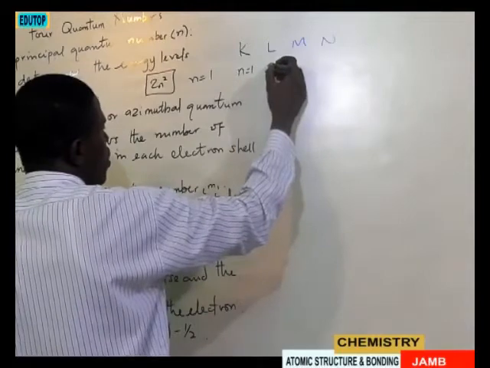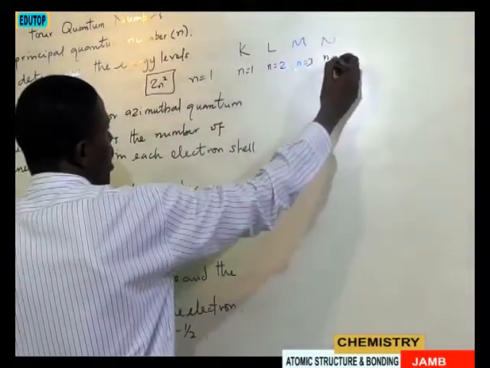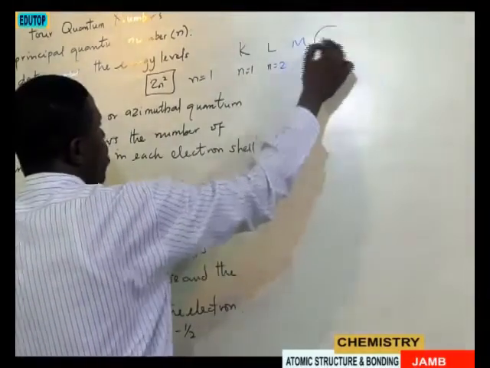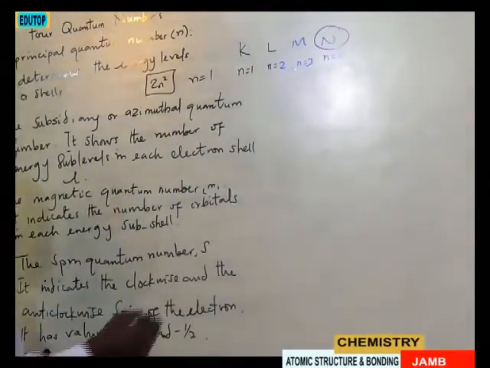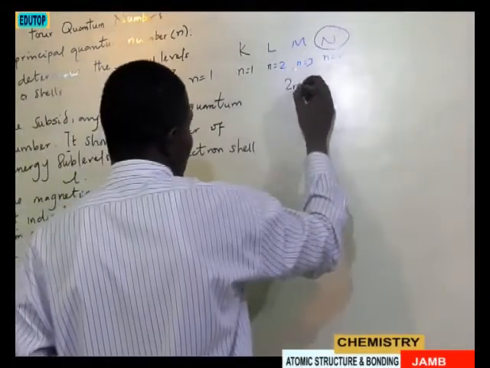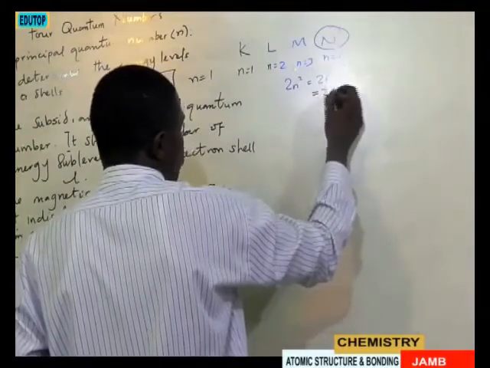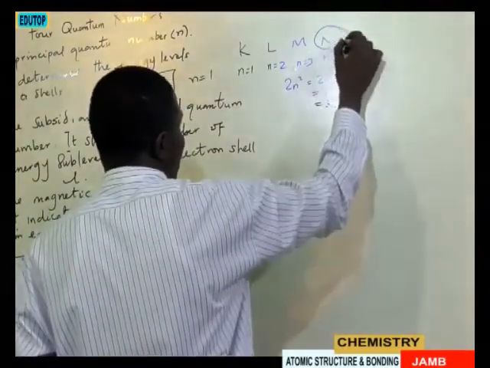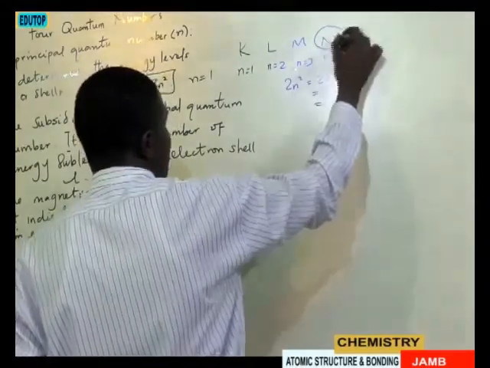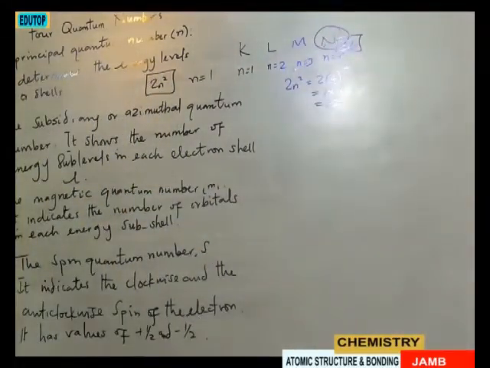For this one, your n is 2. For this one, your n is 3. For this one, your n is 4. So if you want to calculate the number of electrons that will be in the n shell, then it will just be 2n squared, which will now be 2 times 4 squared. That will be 2 times 16, that is 32. So the maximum number of electrons that this n shell can accommodate is 32.